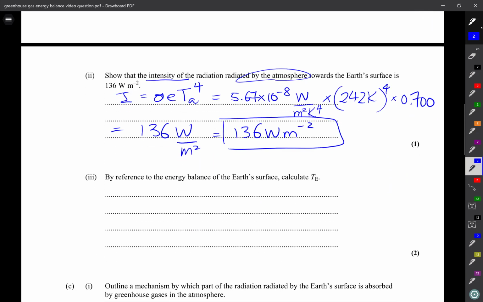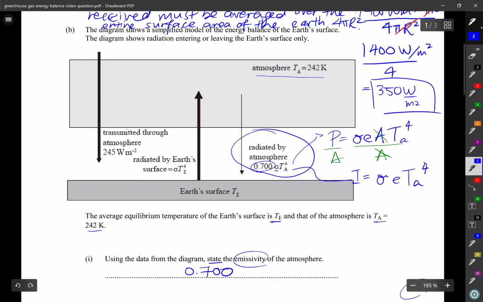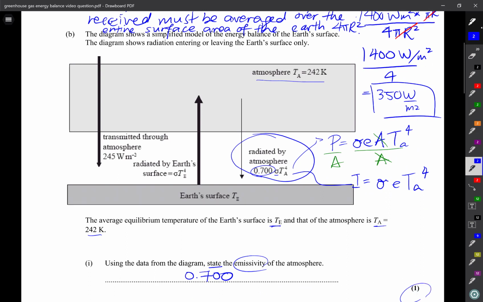Number 3, by reference to the energy balance of the Earth's surface, calculate the temperature of the Earth. So we have to do some energy balance here. Going back, we have to look at what's coming in and coming out of the Earth's surface. Coming into the Earth's surface, we have the radiation transmitted through the atmosphere, this one. We also have the radiation from the atmosphere. And the Earth is radiating something out, which is the Stefan Boltzmann constant times TE to the power 4, suggesting that the Earth's surface is a perfect black body because we don't see emissivity here at all.